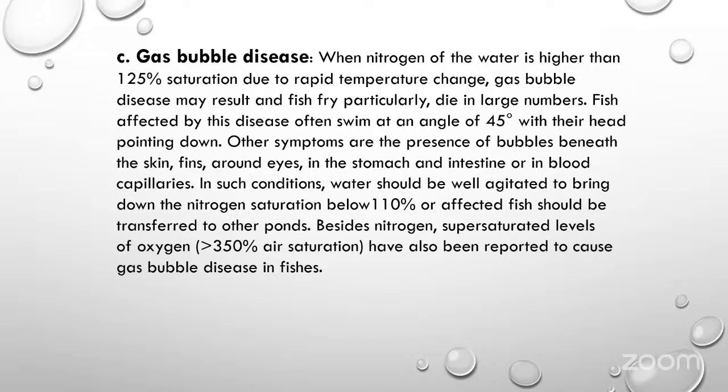So if it is 125% or more than that, it causes all this. And we need to bring it down to below 110 percentage. Or affected fish should be transferred to other ponds. Besides nitrogen, supersaturated levels of oxygen, more than 350% air saturation, have also been reported to cause gas bubble disease in fishes. So if air saturation is more than 350%, it also causes this gas bubble disease in fishes.